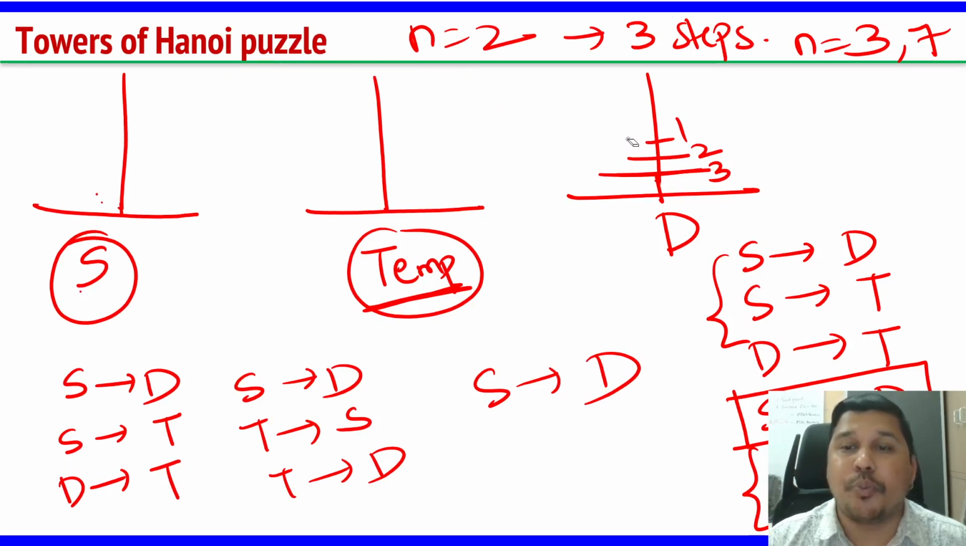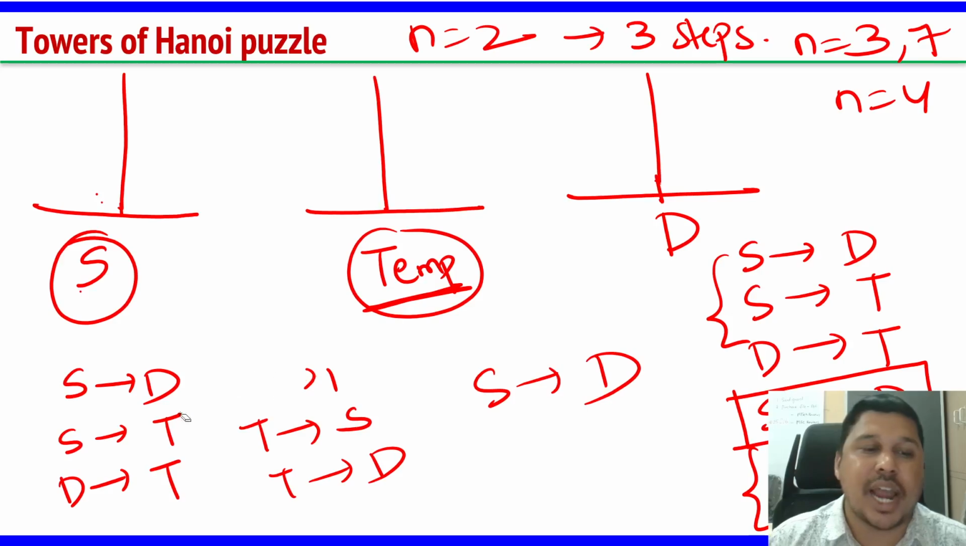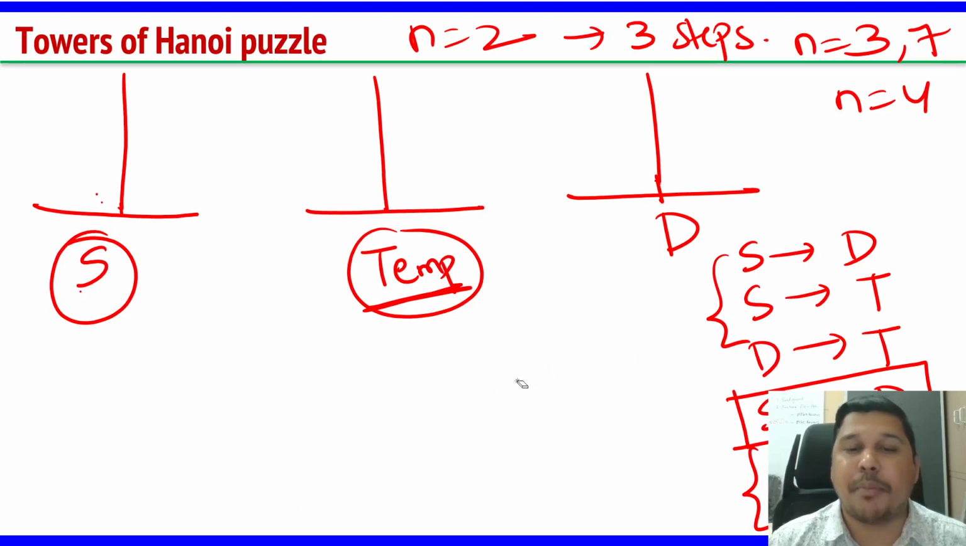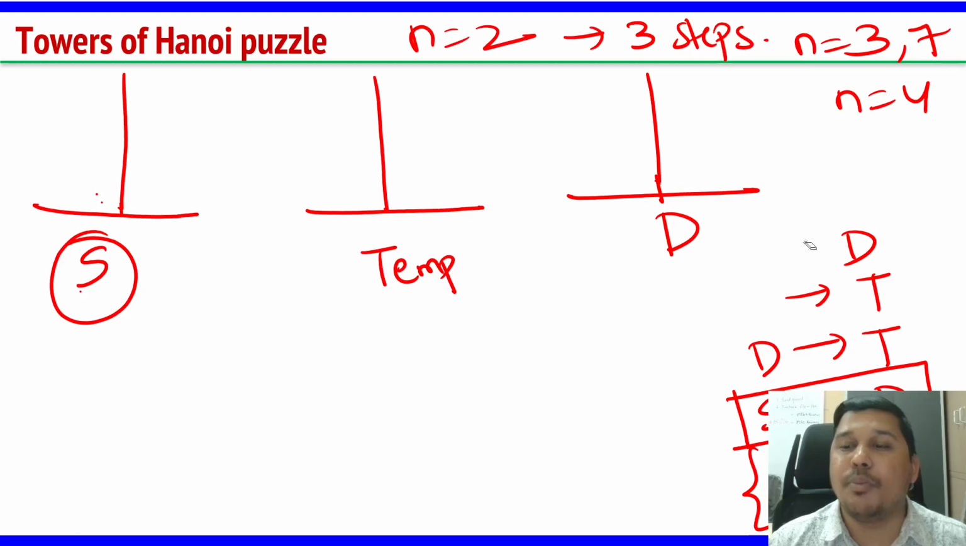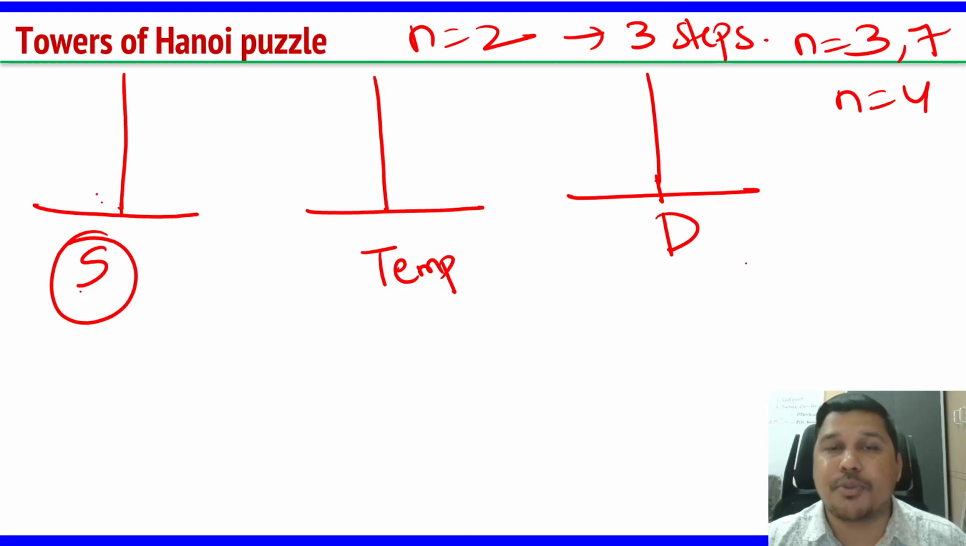Okay. Now, you predict, given the number of discs is 4, how many steps we will require and what are those steps. Okay. Very important and interesting problem. Please try this, take pen and paper and try to solve this, how we move the discs from source to destination if the number of plates is 4. Given the number of plates is 4, how many steps we need and what are those steps? Please try.